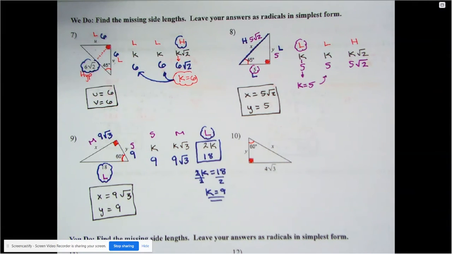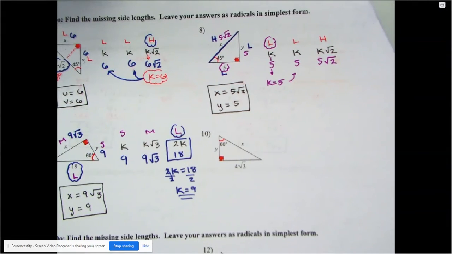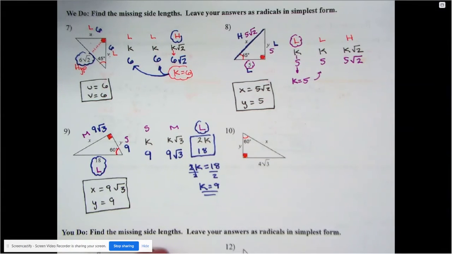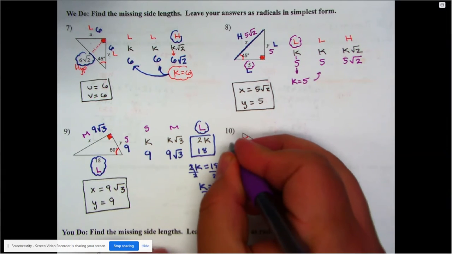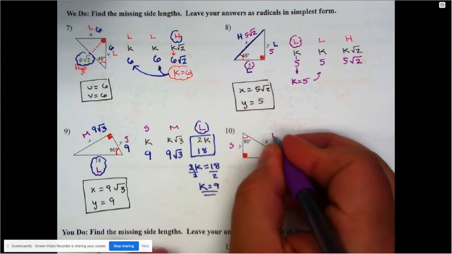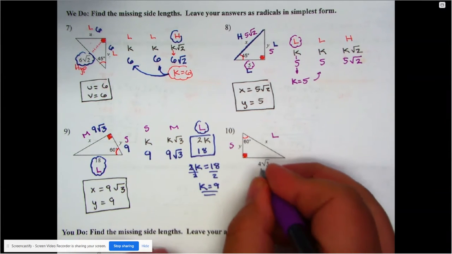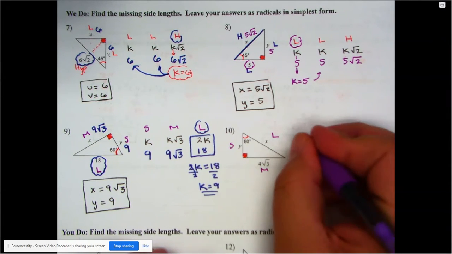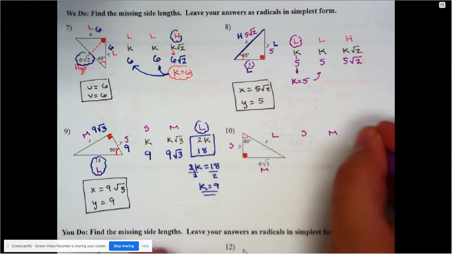So we're going to try one more of these. Again, these are the ones we need to practice. So here I see this triangle again. Well, here we go. This is the smallest side. This is the 90, so that must mean this is the largest side, which makes this the medium. All right, S, M, L.